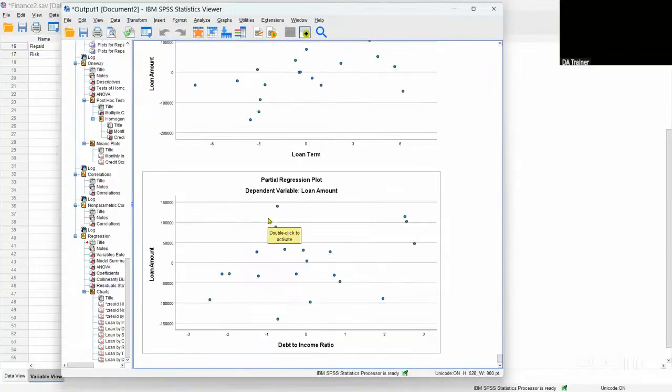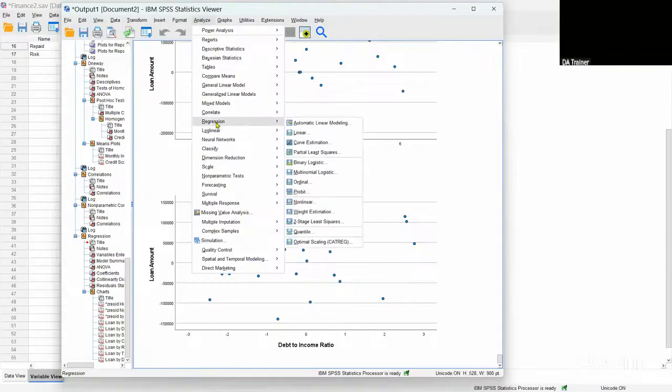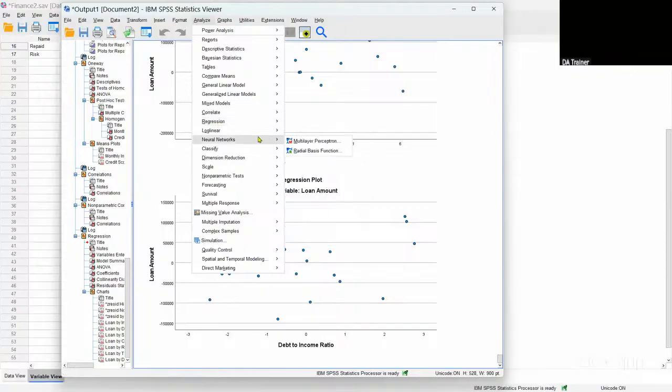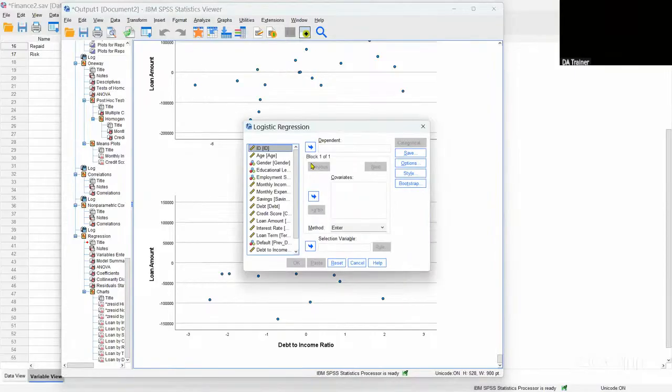Let's predict if a customer will default. Let's just look at that. Let's come to analysis again, pick regression, and then go to binary logistic. Will this customer default in paying his loan or his debt?